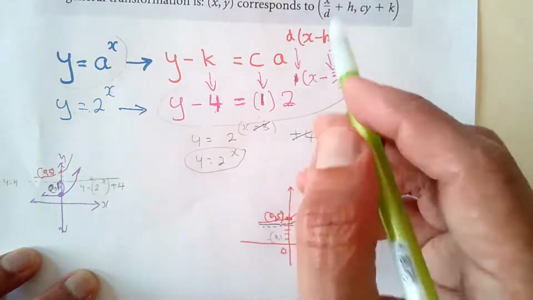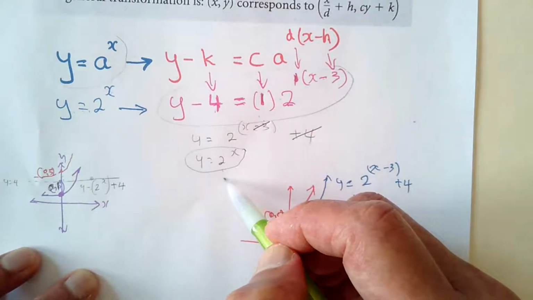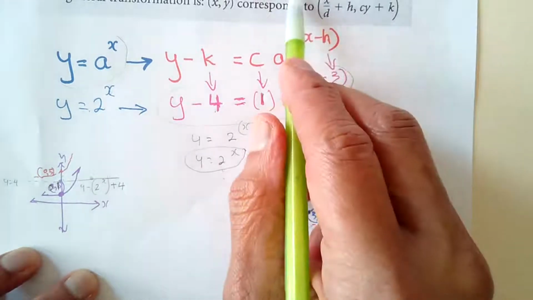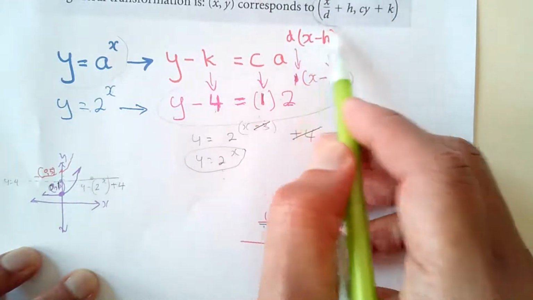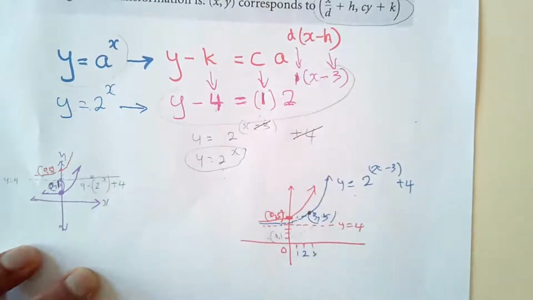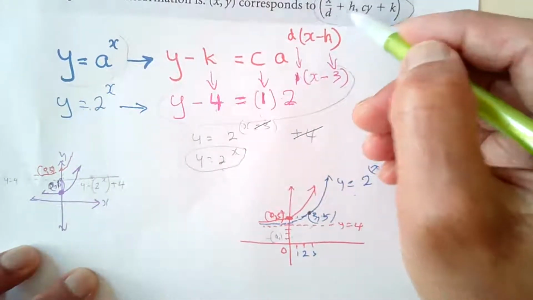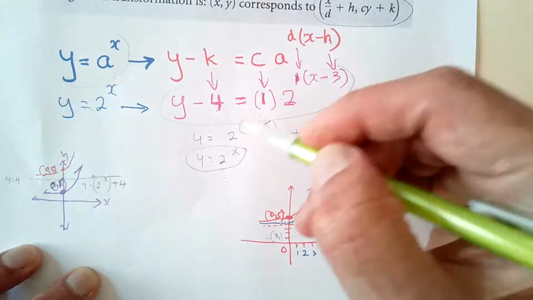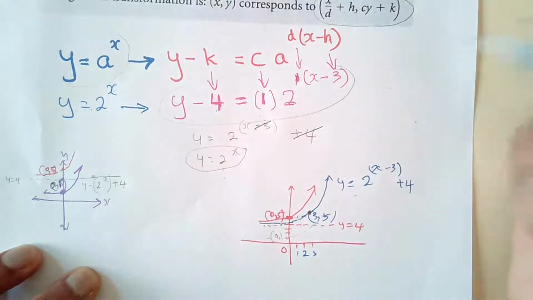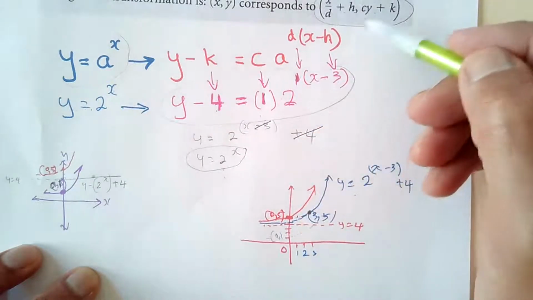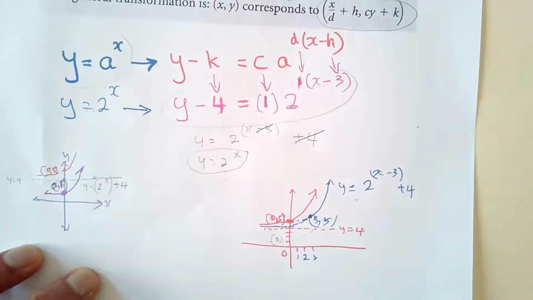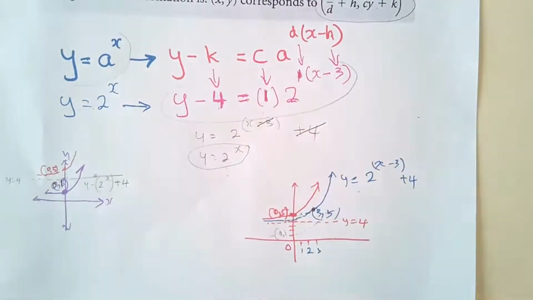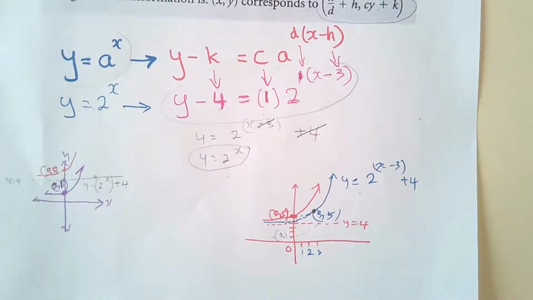So this will be the graph you'll use to find your x and y coordinates. And then, once you find the x and y coordinates for 2 to the x, you're given this translation, you would transfer it into this corresponding transformation, which would be x over d plus h, cy plus k. So once we know our x and y for 2 to the x, we can make that translation. I will go through a few examples to show you how this works.